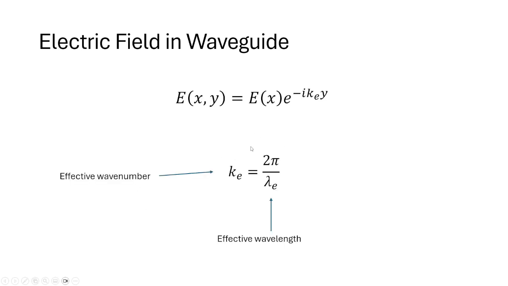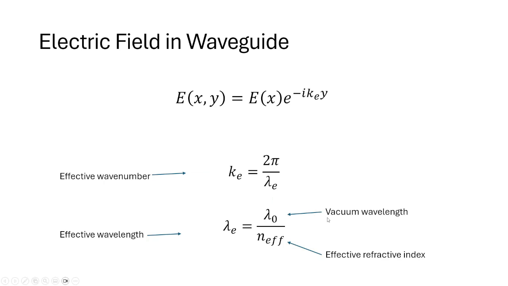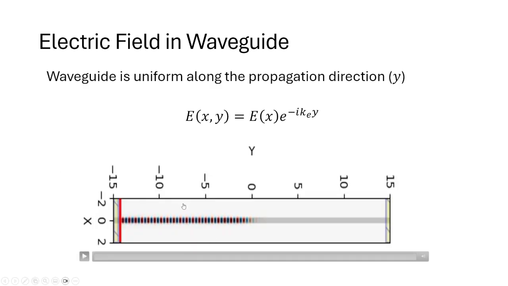Cool. As you probably have noticed, there's this k_e term that I have. This is our effective wave number. It's the wave number of the light in the waveguide. And it's just given by 2 pi divided by our effective wavelength. The effective wavelength is just the vacuum wavelength divided by the effective refractive index. So the effect of having this waveguide here makes it so that the light can propagate along the waveguide axis almost losslessly.